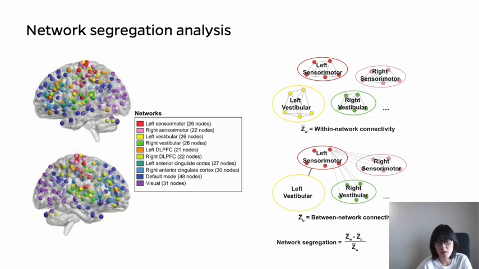So how this network segregation score is calculated is you take the average for all the within network connectivity scores. You subtract the between network connectivity scores for that one specific network, and then you normalize it by the within network connectivity scores. With this, you get an average network segregation score for each separate functional network.